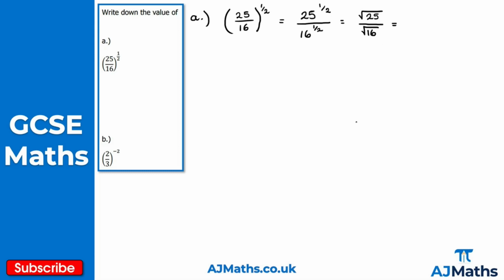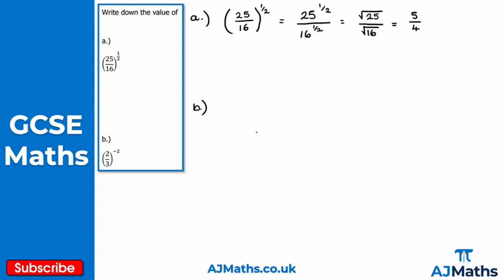Now all we need to do is evaluate each one of these separately. The square root of 25 is 5, and the square root of 16 is 4. In that case, the value of 25 over 16 to the power of a half is 5 over 4. So that's the solution to A. We move on to B now.